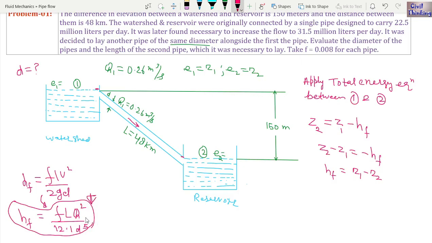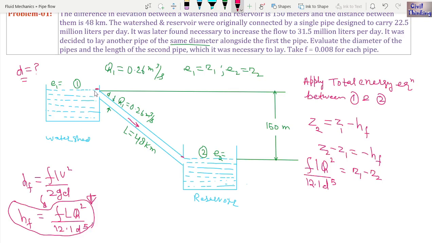Now which one are we going to use? You see, we are provided with discharge, we are provided with the Q, right? We are not provided with V, so we are going to use this formula, okay? So here we will write FLQ square divided by 12.1 D power 5, where D is the diameter, right? And we have to find this D, right? We have to find the diameter. This is equal to Z1 minus Z2. Now what is Z1 minus Z2?